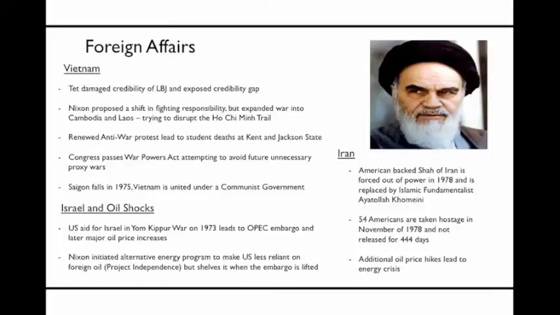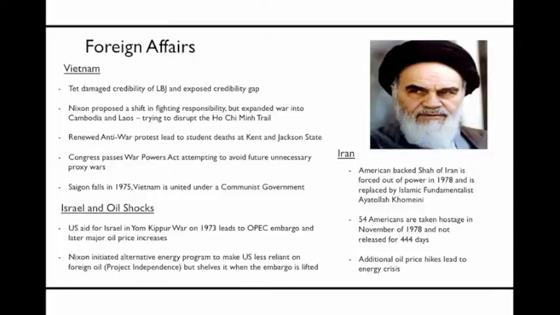The Shah, a ruler the U.S. had supported since the overthrow of Mohammad Mossadegh in the middle of the 1950s, was forced out of power due to rising Islamic fundamentalism in Iran. Instead of the Shah, the Ayatollah Khomeini returned from exile to seize control of the country.